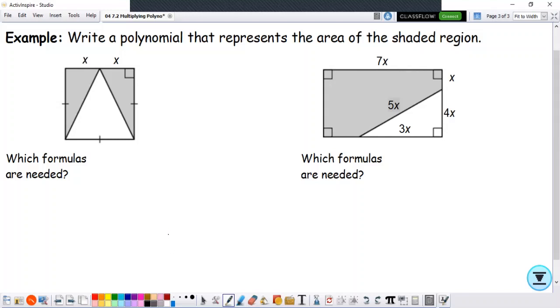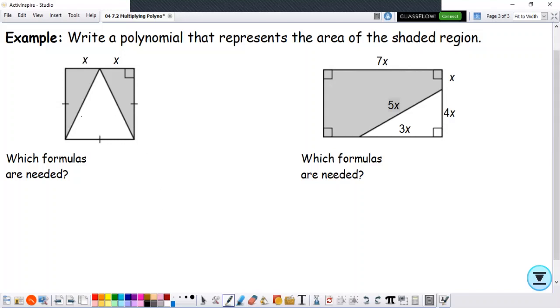Here we have geometric figures with shaded regions, and our task is to write a polynomial that represents the area of the shaded region. Before you jump into the work, take a look at the picture and determine what you know.